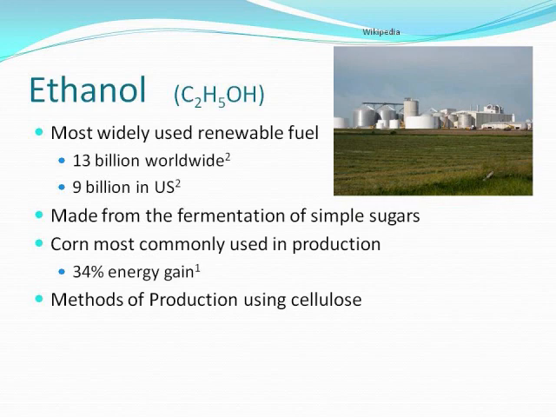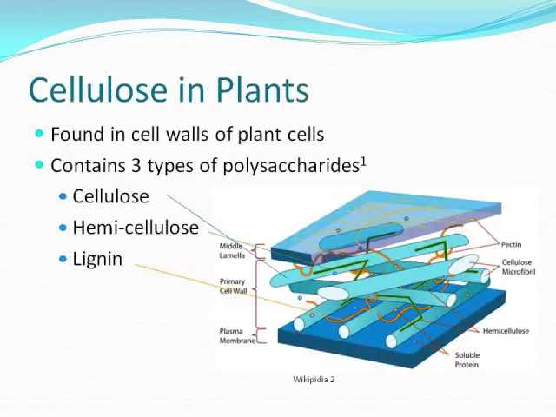Using corn is raising food costs and creating food shortages in many countries. Steps are being taken to create an efficient method to produce ethanol from cellulose, which has a higher energy yield and will not impact food supplies. About 33% of all plant matter is cellulose, which makes it a very reliable and abundant source of ethanol.